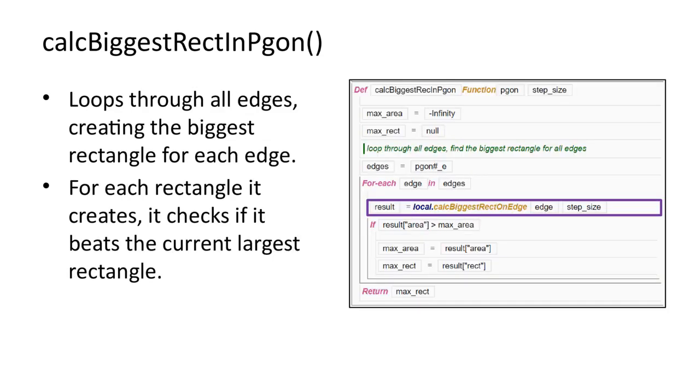In the body of the function, it loops through all the polygon edges. For each edge, it finds the biggest rectangle on that edge, using the calculate biggest rectangle on edge function. The loop is very similar to the previous function. If the area of the rectangle is bigger than the best so far, then it will be saved as the current best.